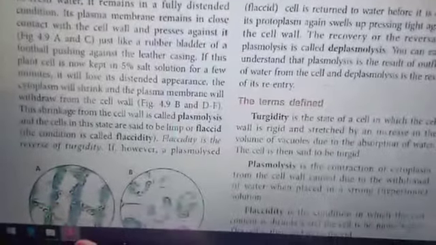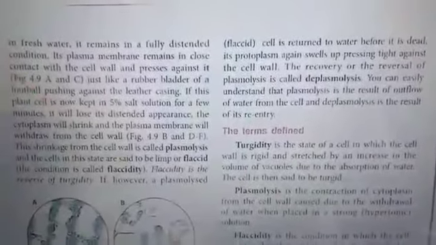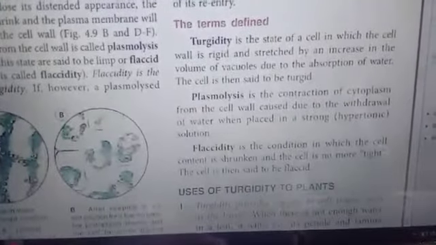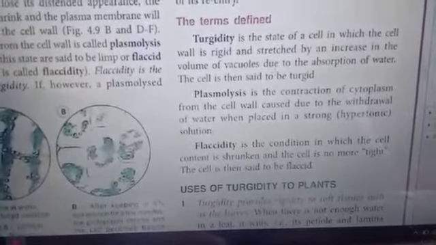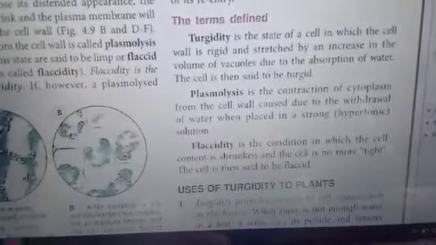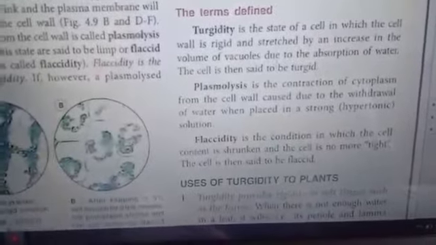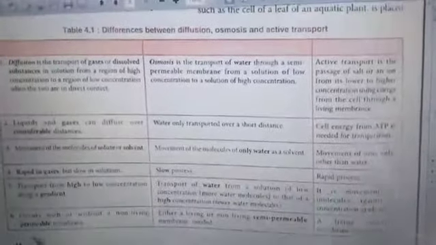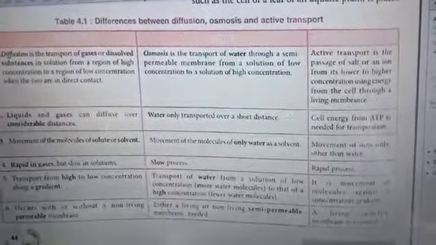And if such a cell is again placed inside the water, deplasmolysis takes place. That means water is again recovered and the same condition is recovered. Thus it is called deplasmolysis. So I think the terms might be clear to you. Turgid, full of water; plasmolysis, just contraction of cytoplasm; and flaccidity, when the shrunken cell is tight, there is no more capacity to shrink more. Clear?